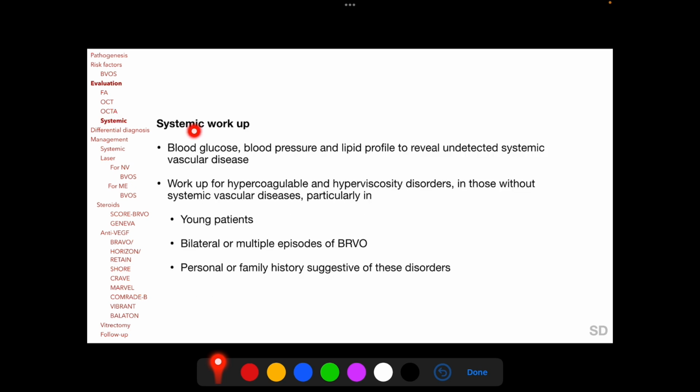Systemic workup of patients with BRVO include blood glucose, blood pressure, and lipid profile evaluation to detect undiagnosed systemic vascular diseases, and in patients without systemic vascular diseases, workup for hypercoagulable and hyperviscosity disorders are indicated, particularly in younger patients, in patients with bilateral or multiple episodes of BRVO, and in those with personal or family history suggestive of hypercoagulable and hyperviscosity disorders.